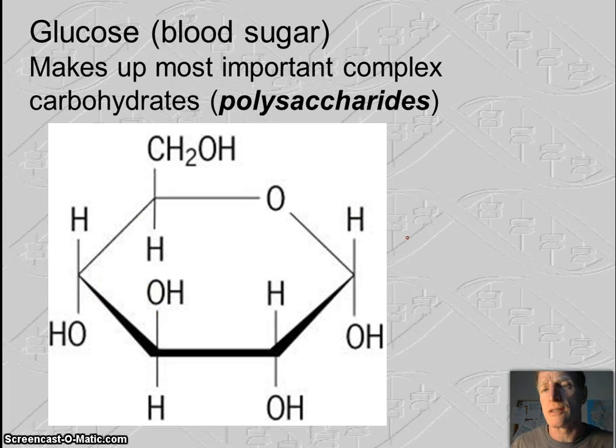So here's glucose. This is the main monosaccharide. It's your blood sugar. When you eat starch, starch is basically a glucose polymer. Glycogen is a glucose polymer. And cellulose, they're all glucose polymers. They're made up of this one molecule, repeating units of it over and over and over again.